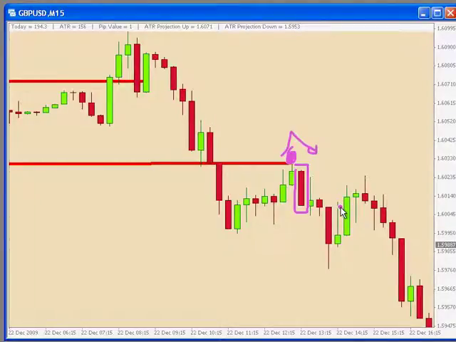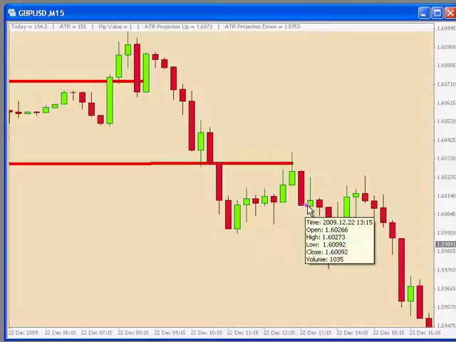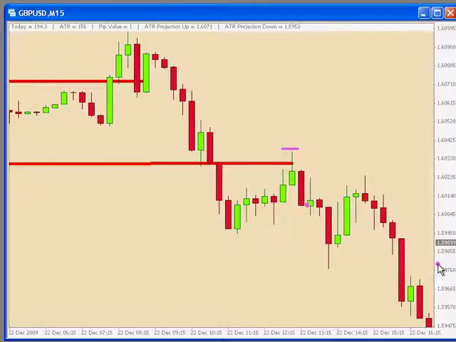So how would we deal with this situation? We simply would take our entry right there, okay? As we got the first red candle, as that candle closed right there, that's where we would enter the trade. Stop loss, as usual, a few pips above the pullback right there, and off it goes.